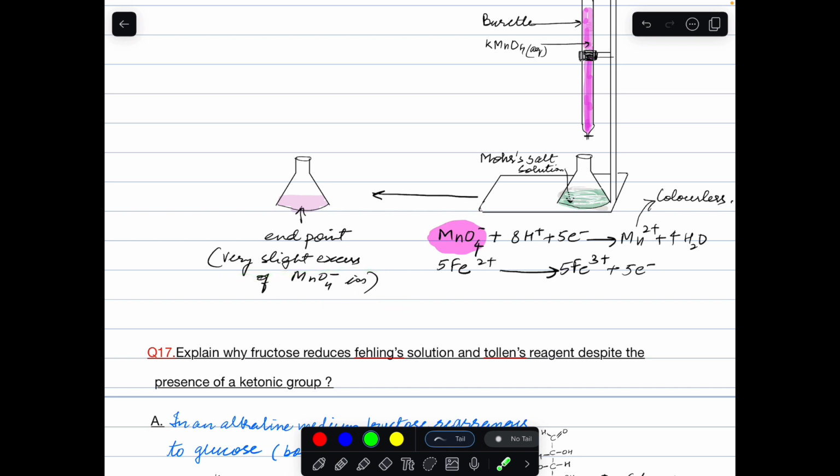Once you are very close to your endpoint, you should add your solution from the burette very carefully so that no excess of permanganate solution is added, otherwise you will get an error in your reading.